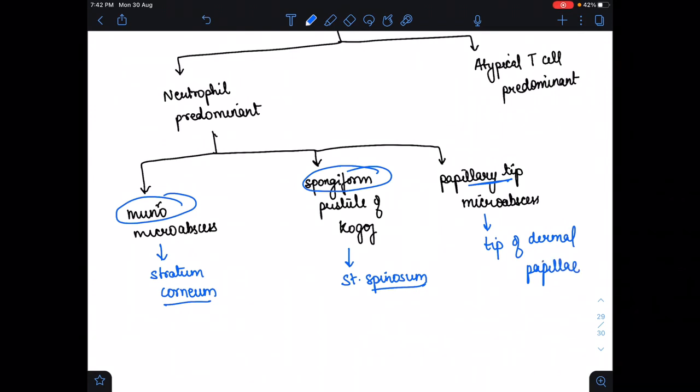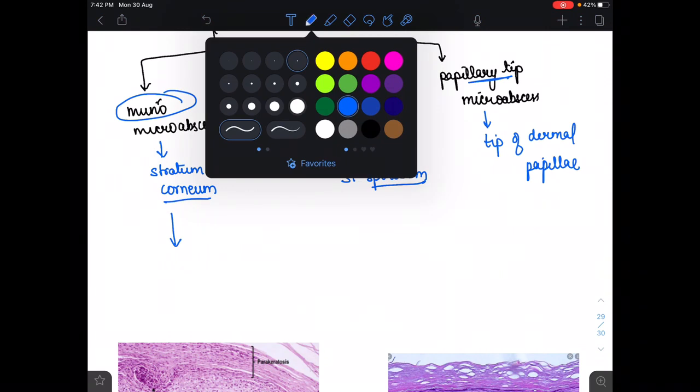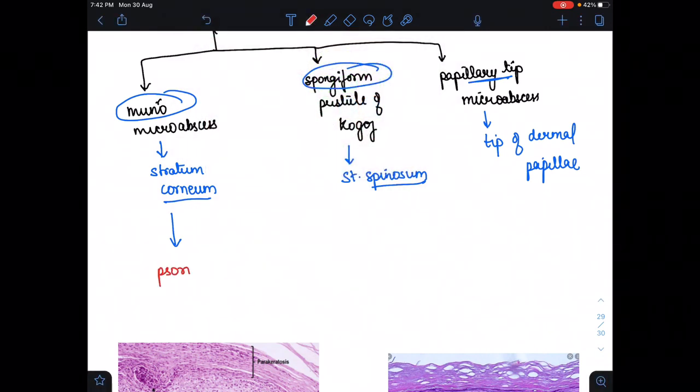So Munro's microabscess is present at the stratum corneum layer, and the example of Munro's microabscess is psoriasis. Please remember that it is seen in psoriasis. And the spongiform pustule of Kogoj is also seen in psoriasis. The difference is that Munro's microabscess is seen in the stratum corneum, which is the uppermost layer, while the spongiform pustule is seen in the stratum spinosum. S for spongiform, S for spinosum. Both have a common example, that is psoriasis.